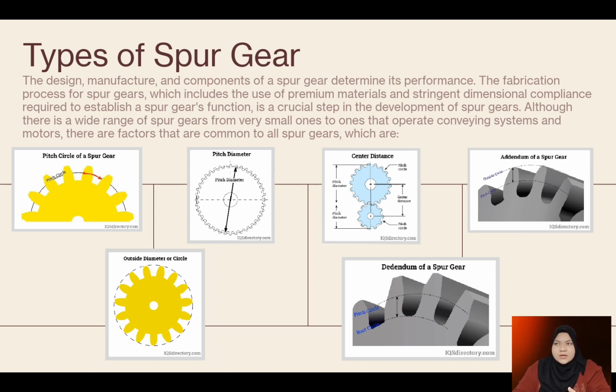Next, gear dedendum. The dedendum is the depth of a tooth below the pitch circle and is greater than the addendum for clearance. Next, the outside diameter or OD. The outside diameter is as if a circle were drawn around a spur gear and touched the top of the teeth. Its diameter is the distance to the outermost points of a spur gear's teeth across the center of the gear.